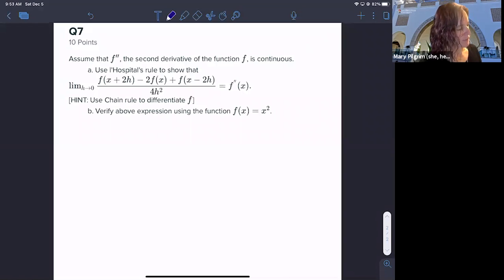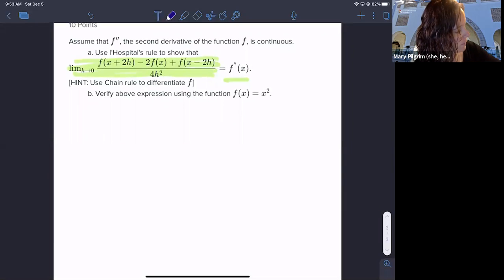Okay, question 7. Assume that f double prime, the second derivative of the function f, is continuous. We're going to use L'Hopital's rule to show that this limit here, quite complex looking, is equal to f double prime of x. And notice this limit is with respect to h. So everything we're going to do here is going to be with respect to h.